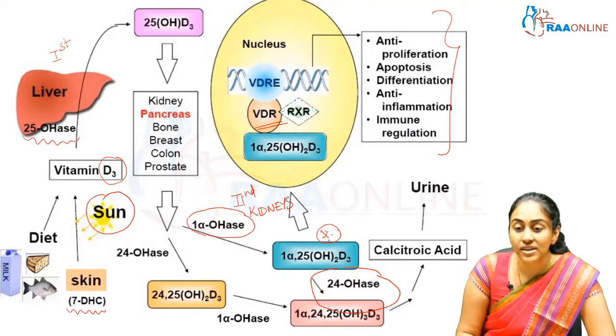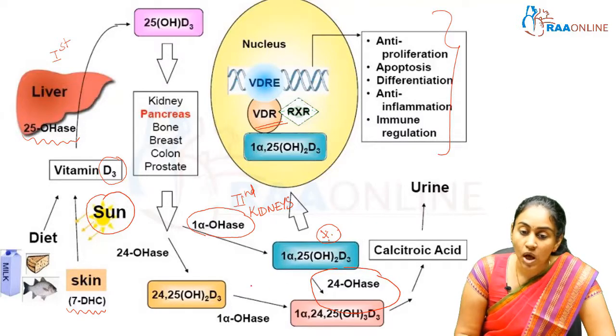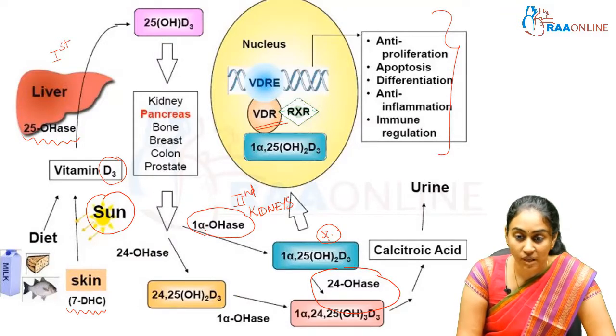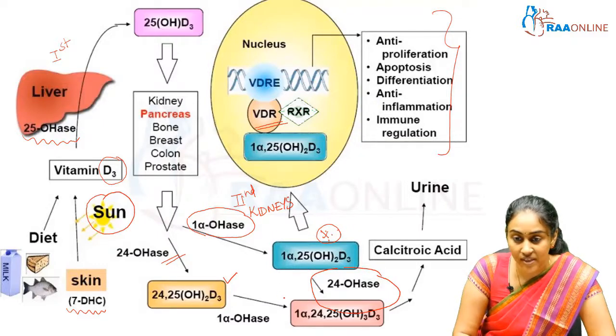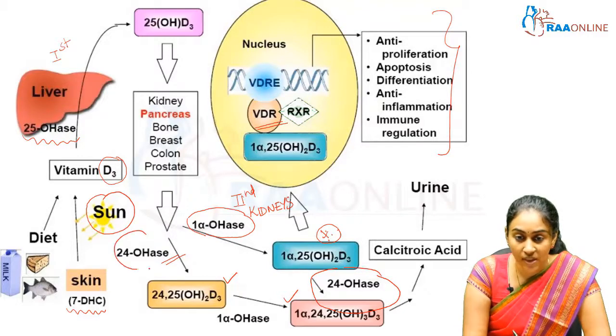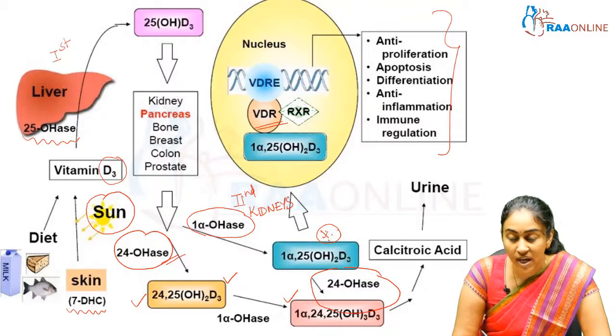Now 24-hydroxylase acts on this active metabolite and converts it into 1-alpha 24-25 trihydroxycholecalciferol. Sometimes it also converts it into 24-25 dihydroxycholecalciferol. So what happens is this 25-hydroxycholecalciferol, what has escaped from this 1-alpha hydroxylase, when it meets the 24-hydroxylase, it gets converted into 24-25 dihydroxycholecalciferol. Now both of these metabolites here, which have been produced post the action of 24-hydroxylase, are all going to be inactive metabolites. So 24-hydroxylase actually plays an important role in inactivation of vitamin D.